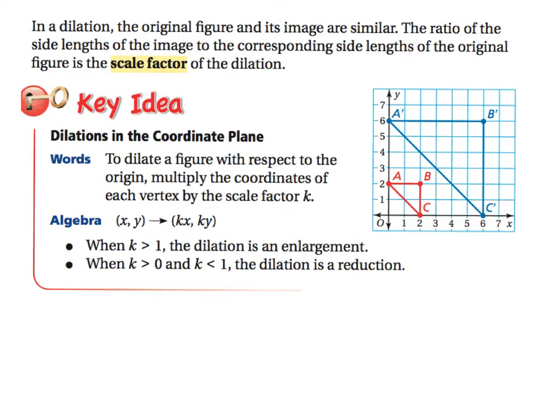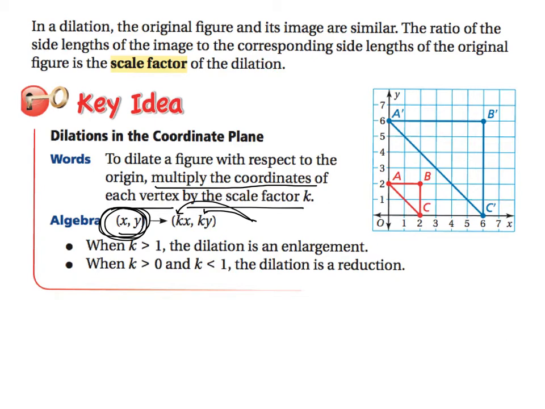Here's your key idea. In dilation, the original figure and its image are similar. The ratio of the side lengths of the image to the corresponding side lengths of the original figure is called the scale factor of the dilation. The scale factor is represented by the letter k. To dilate a figure with respect to the origin, you're going to multiply the coordinates. Here's what you do. You're going to multiply the coordinates of each vertex by the scale factor. So if I have an ordered pair (x, y), and the scale factor is k, I multiply each coordinate by the scale factor.